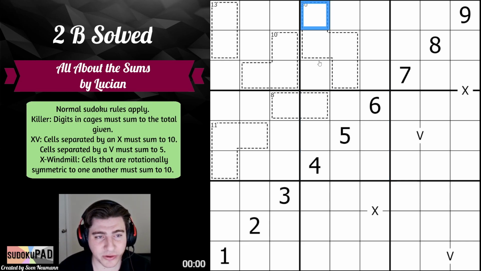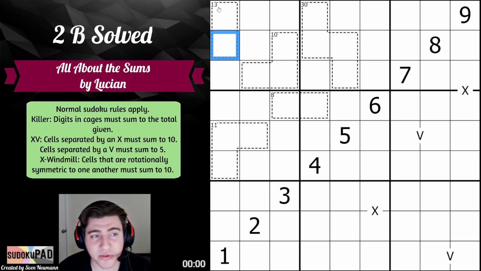Then we have our killer cages, right, up at the top of the grid. These cages, when you take the digits that make them up, when they're summed together, they must sum to the total given. So these two digits must sum to 13. These four must sum to 30. These three must sum to 10. So on and so forth.